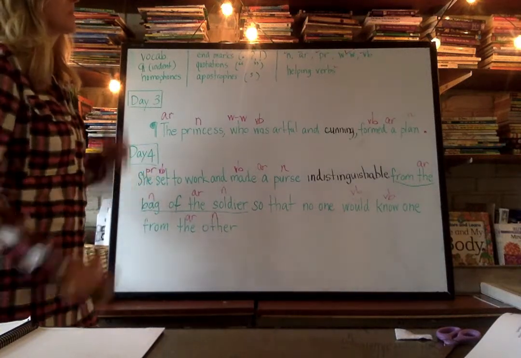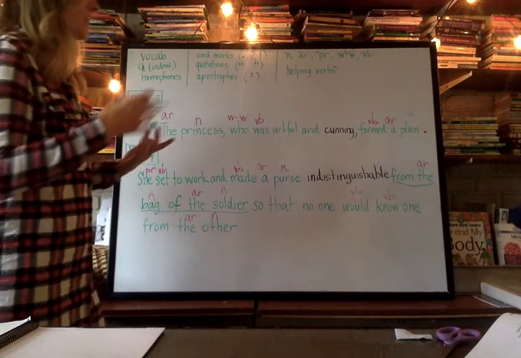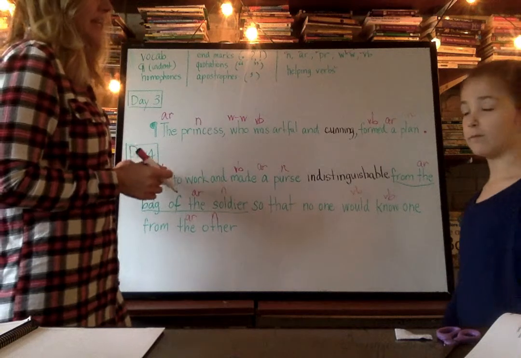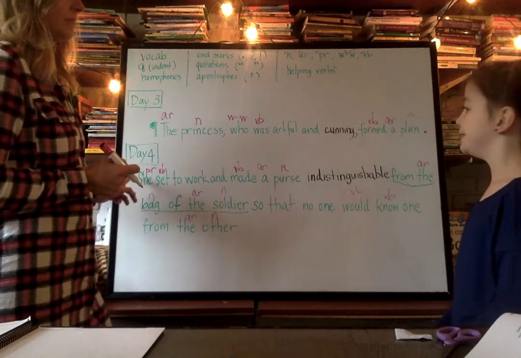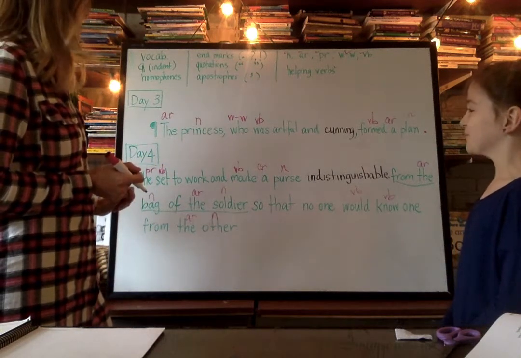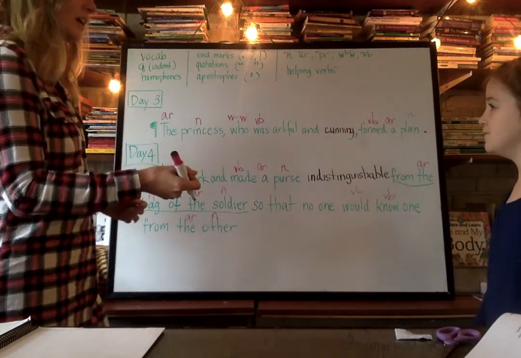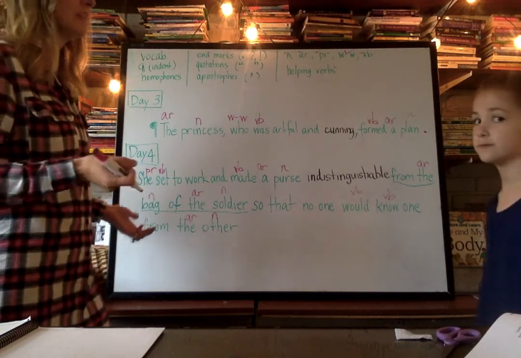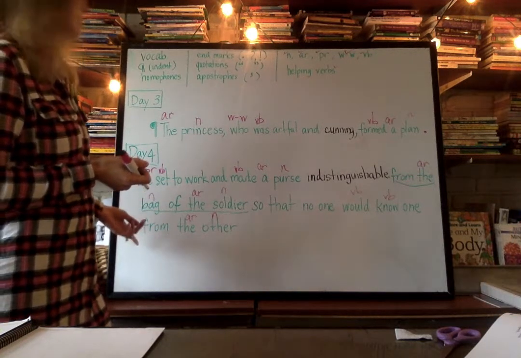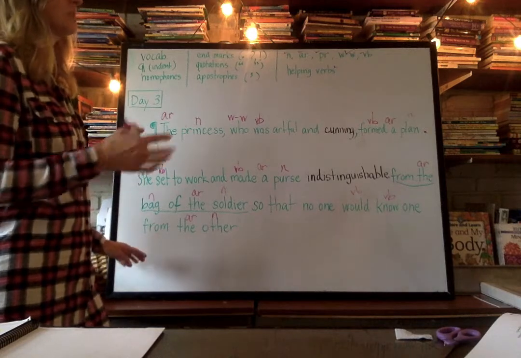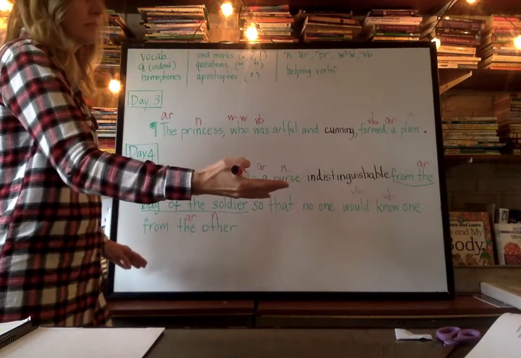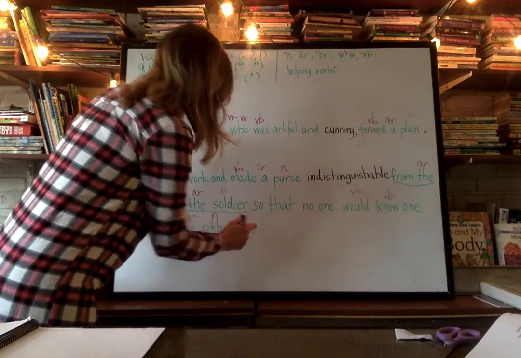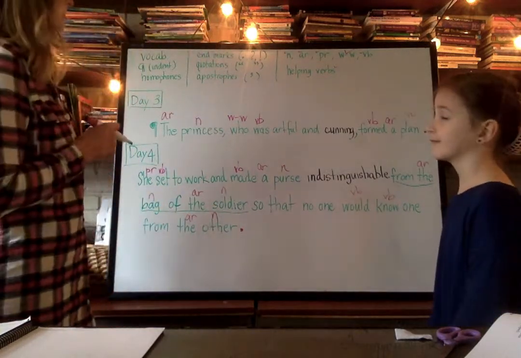Now let's look at this day 4 sentence. She set to work and made a purse indistinguishable from the bag of a soldier so that no one would know one from the other. Is this sentence asking a question? No, the sentence is not asking a question. Is this sentence giving a command? No, it's not giving a command. Is it expressing strong feeling? No. So this must be a declarative sentence because it makes a statement. It's just giving us information. So we're going to put a period at the end because it is a declarative sentence making a statement.